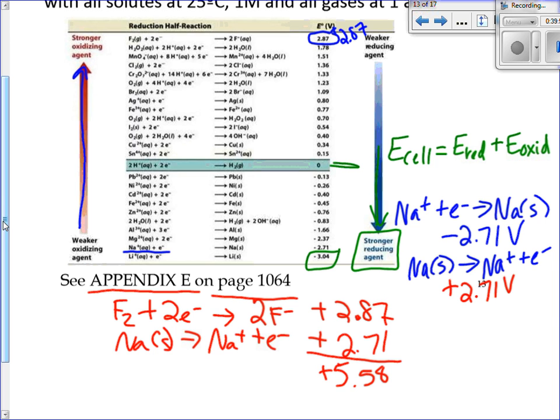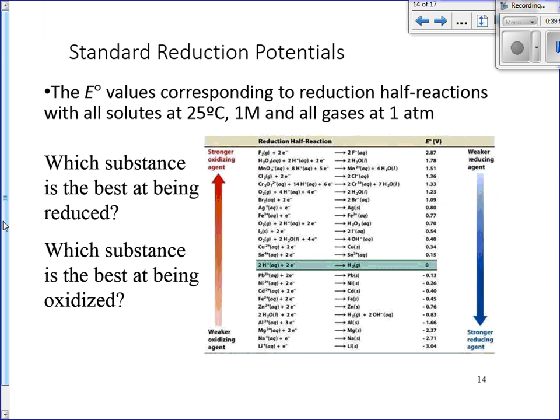Now, if we look here at our chart, which of these substances is best at being reduced? Well, it's going to be the one with the highest reduction potential. The highest reduction potential is up here, and that was the fluorine. And then if you look down here, which one's best at being oxidized? Well, it's going to have the lowest reduction potential because it's better at being oxidized. And that's going to be lithium down here.